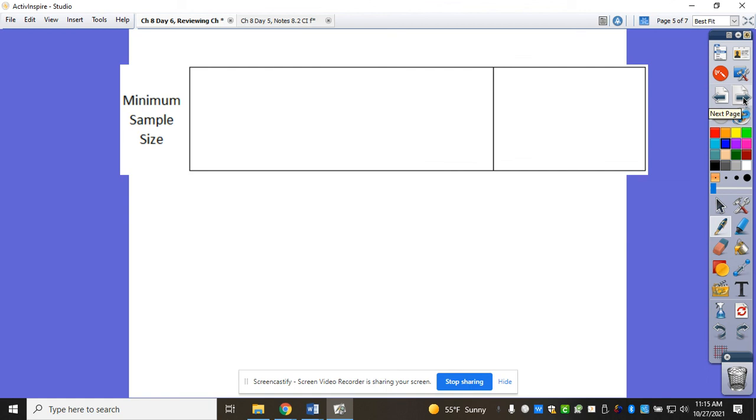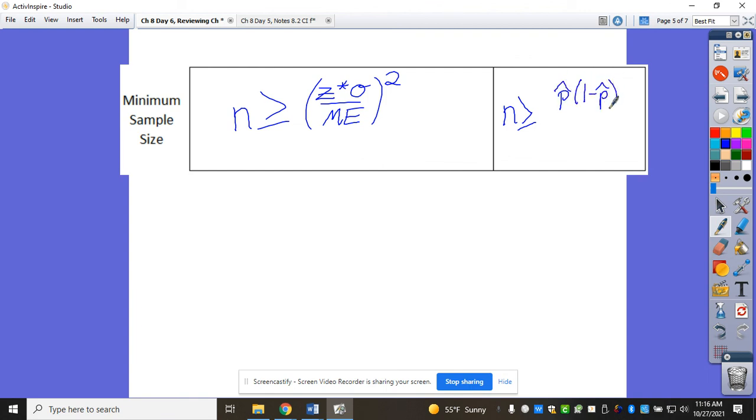So if I am dealing with means, what equation am I using to find minimum sample size? Lowercase n is greater than or equal to what? As opposed to the one we just learned, if I'm doing it for proportions, I want lowercase n to be greater than or equal to, and that whole denominator portion works. So this is hopefully just helping you differentiate which things change and which things don't, and when to use which one where.